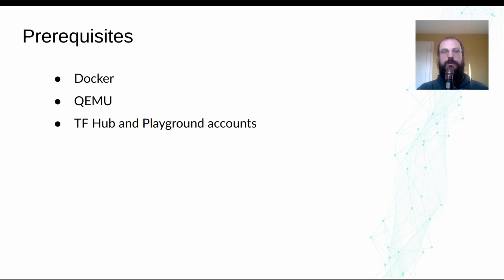So our prereqs for today are going to be Docker, of course. We'll be using QEMU on the local machine to test our images before we ship them off to the grid. And then a ThreeFold Hub and Playground account is helpful if you actually want to test these images on the grid. It's not fully required. If you just want to build some images and run them in QEMU, you can totally do that on your local machine.